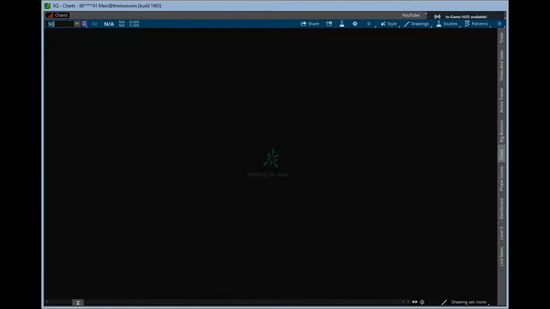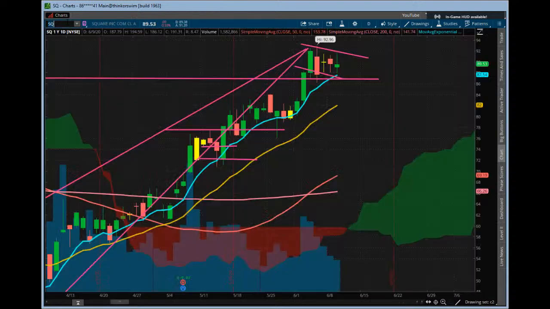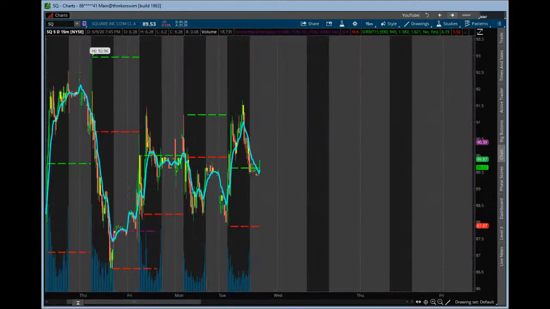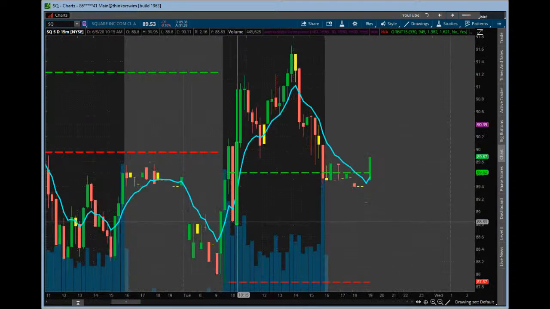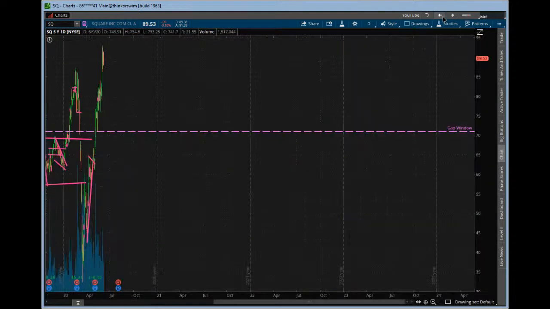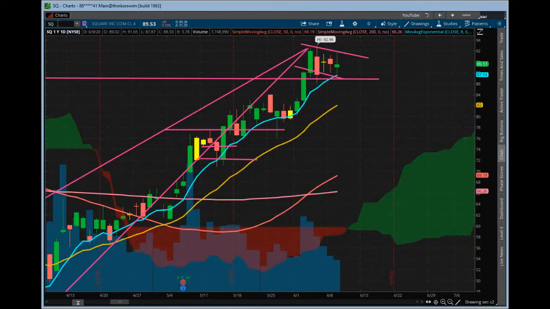And Square. Square had a big move this morning. This just screamed up this morning out of nowhere, and then it just kind of chopped around. So it's still kind of working on that bull flag type thing there too. So good. And then cost.